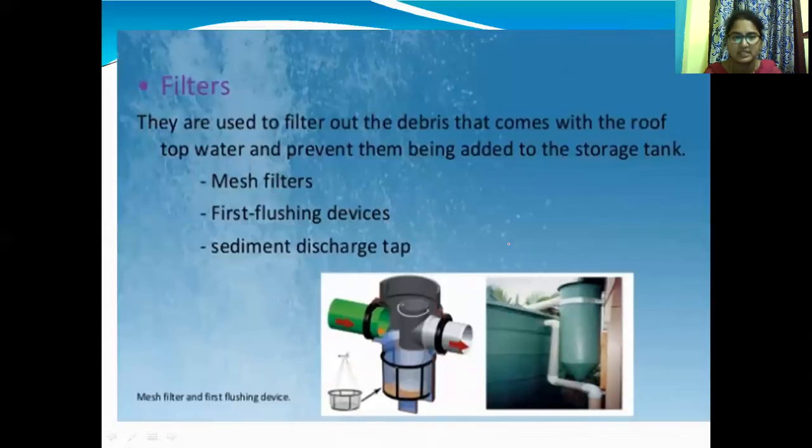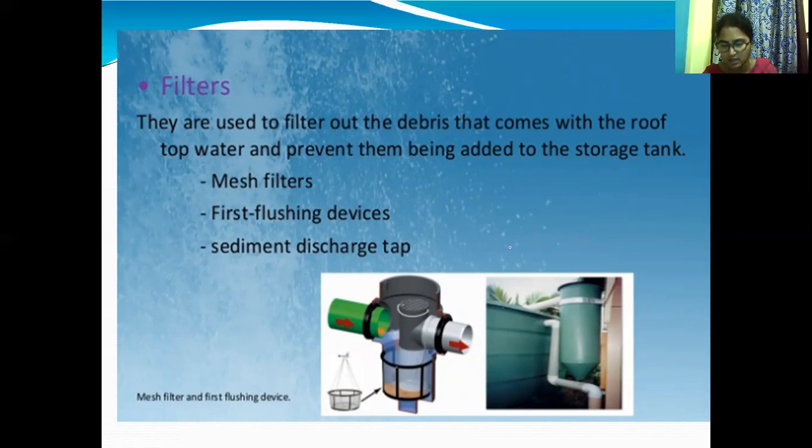And filters. The next one is filters. They are used to filter out the debris that comes with the rooftop water and prevent it from entering the storage, using mesh filters, fish filters, and sediment discharge stops. So the filters are sand filters and different types of filters, which remove turbidity, color, and microorganisms from rainwater collected over the rooftop.